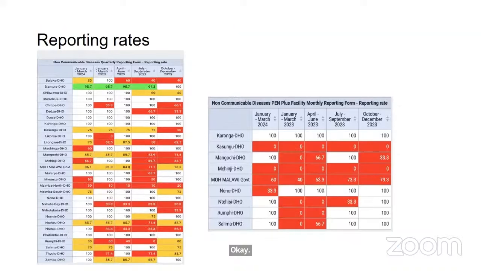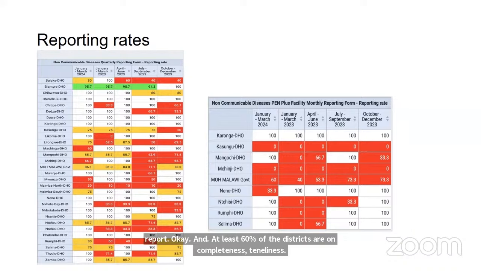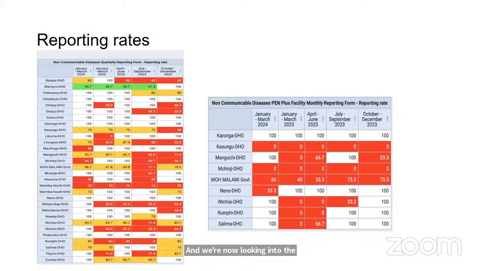So I just wanted to give you a snapshot on the reporting rates currently in the DHIS2. On my left-hand side, you have the quarterly reporting form. At least 60% of the districts are actually reporting on completeness and timeliness, and we're now looking into how to address the other districts that we haven't done well. Some of the challenges, I will explain as we proceed to the other slides.